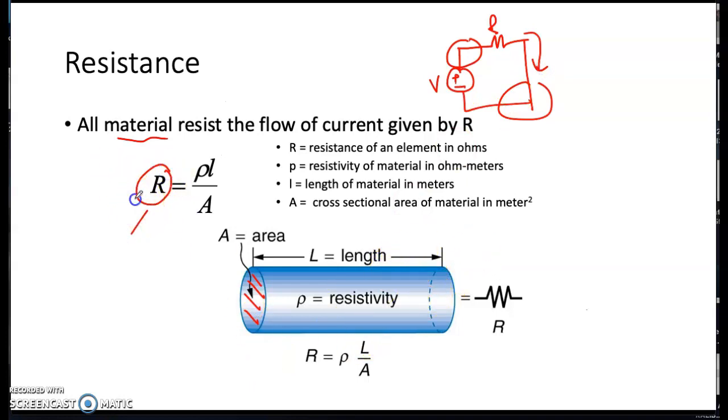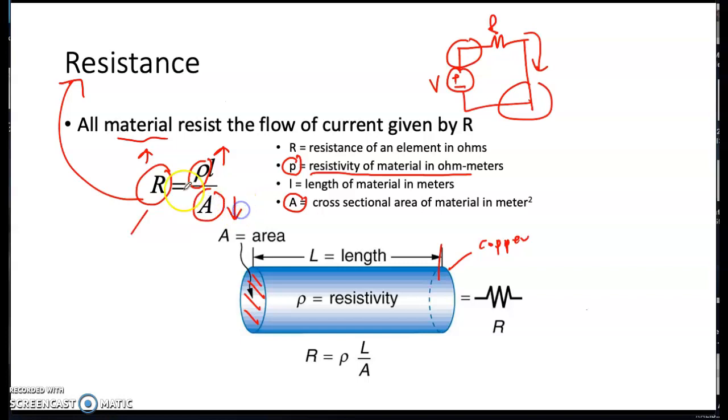So R here is what we call resistance. Now look at the rho here. Rho is the resistivity of the material. If this is a copper material, it has its own resistivity. If you change the material, you will have a different resistivity, denoted by rho. Now the length also matters. The higher the length, the higher the resistance, so this is proportional, right? And if we divide it by the area, it means the smaller the area, the higher the resistance.